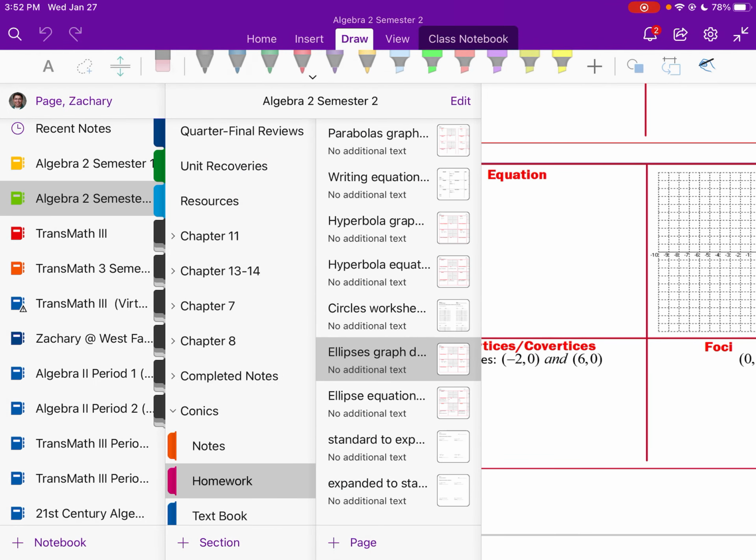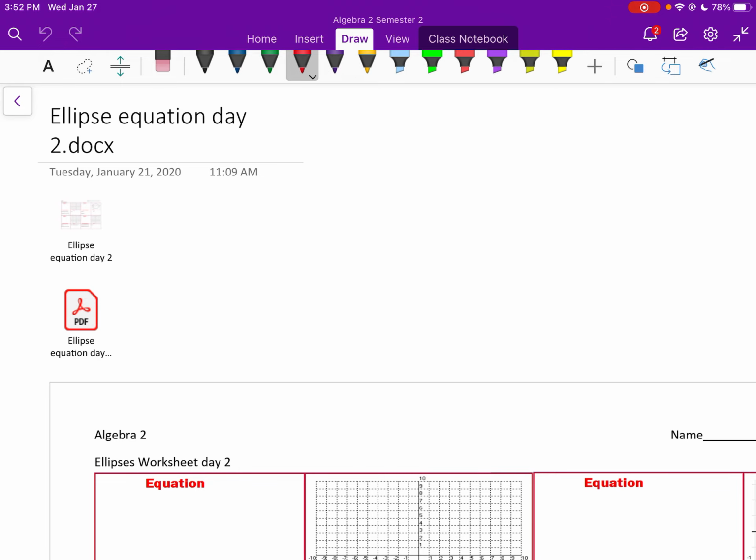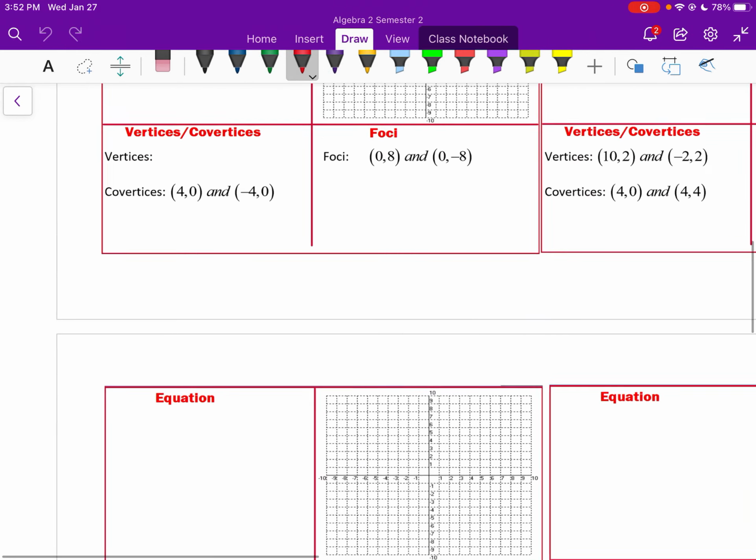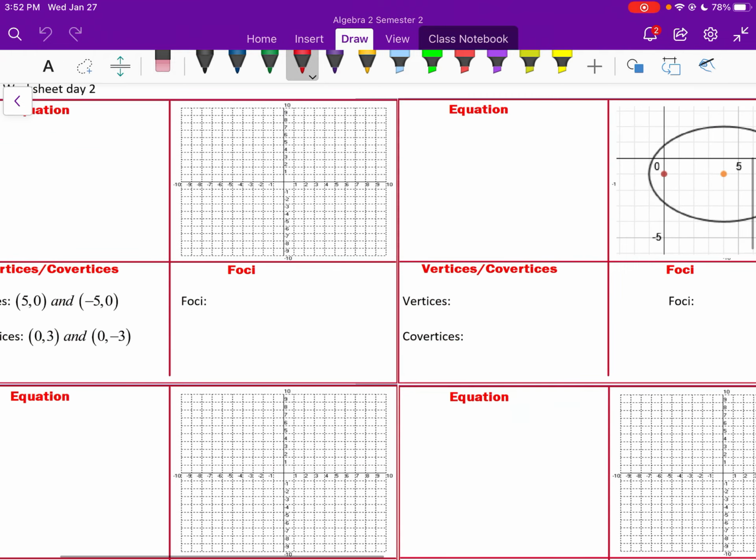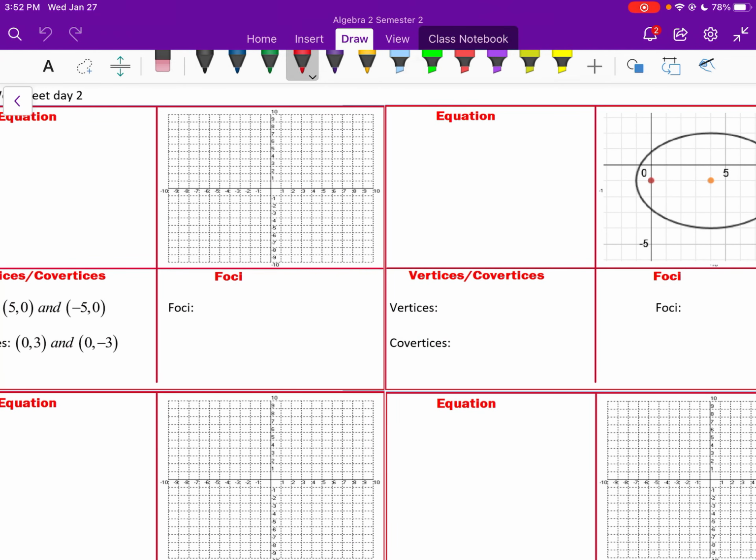Okay, for the homework on this one, ellipse equations, day 2, go ahead, work on that homework. Otherwise, have a good day.